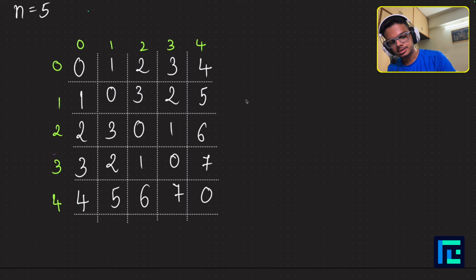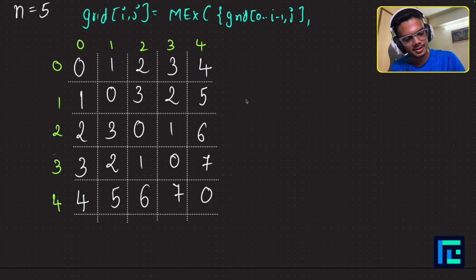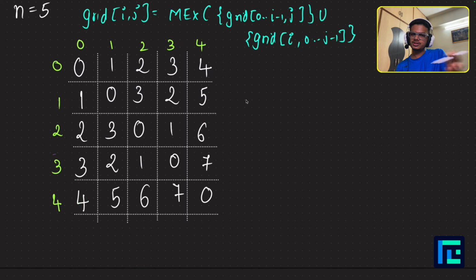The question is: grid of ij has to be equal to the mex of a set. And how do you define that set? That set is defined like this: grid of 0 to i minus 1, j, and this is one set union, grid of i, 0 till j minus 1. This is simply all the values on the left of it in the same row and all the values on the top of it in the same column, right? So this is just a fancy way of writing it.